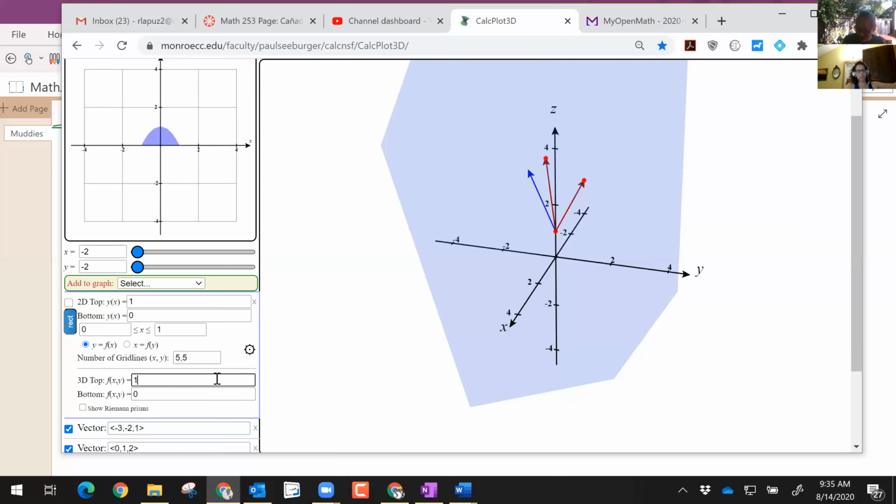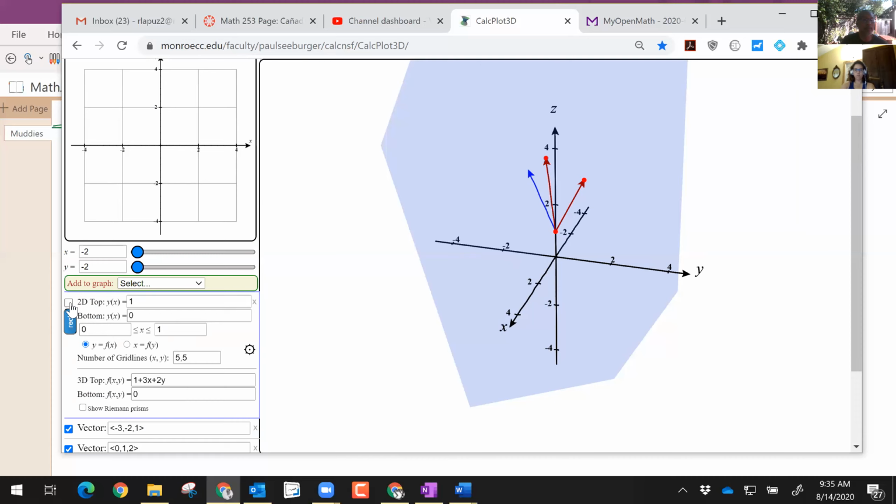I'm realizing I'm going fast here, but I will copy the link to this if you decide that you're interested in seeing this graph. Okay, so the rectangular region, looking at it from a two-dimensional point of view, goes from 0 to 1, and then it goes from 0 to 1.